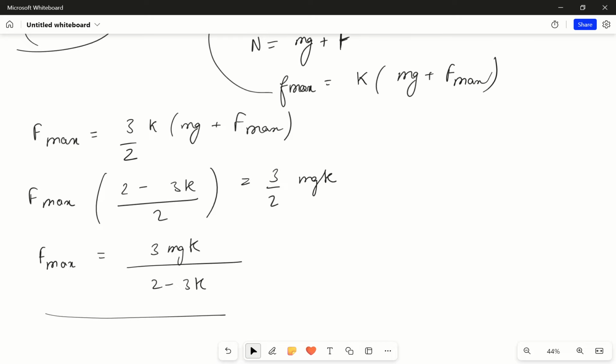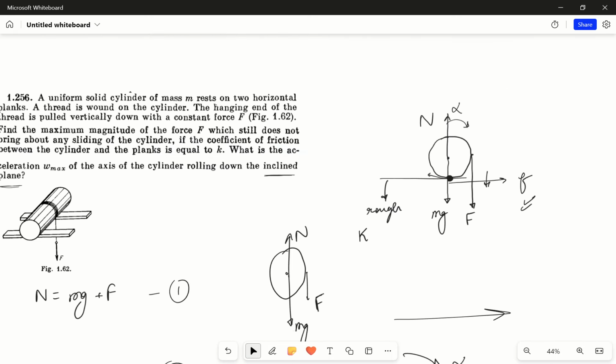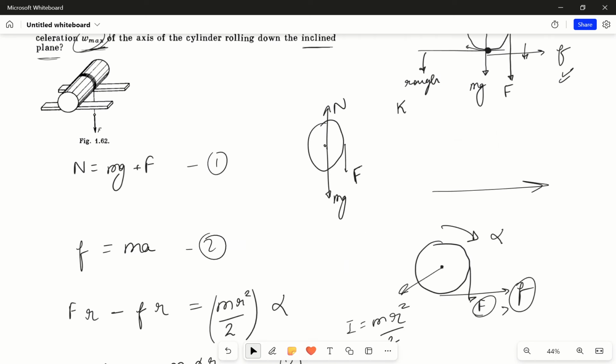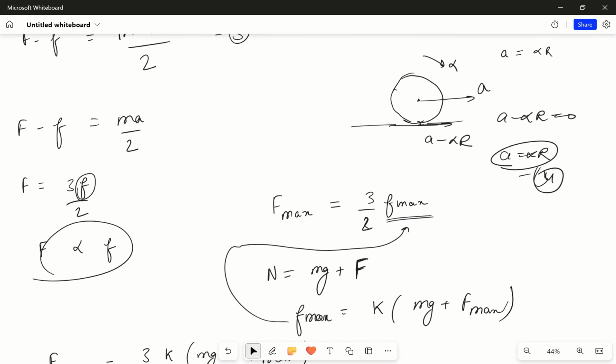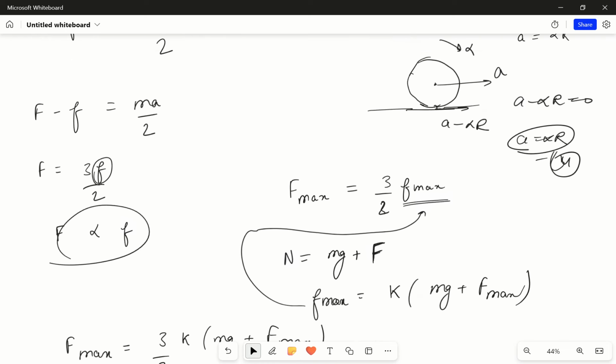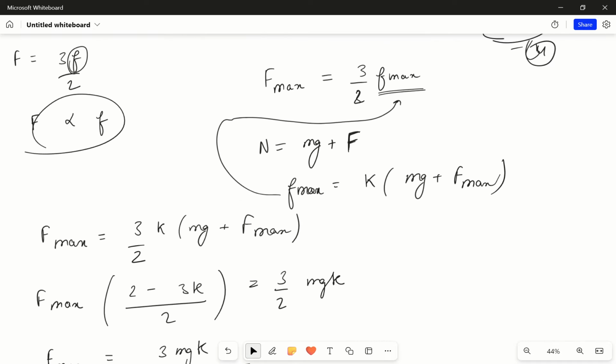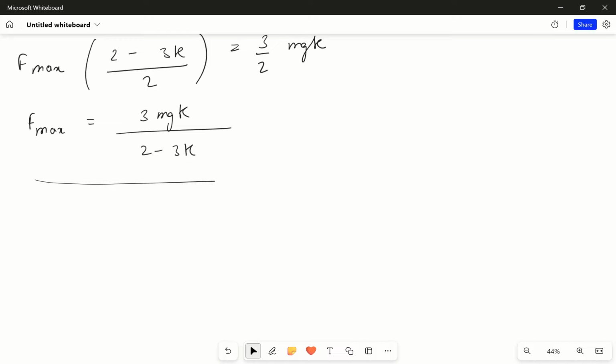And what we were asked is the maximum acceleration, right? We have to find a max. So what would be the maximum acceleration? We can find the maximum acceleration from the equation of friction, that is the second equation, f equal to ma. To find friction, friction is equal to mg plus F max into the coefficient of friction, right? This is the maximum friction, and it is equal to m into a max, right?